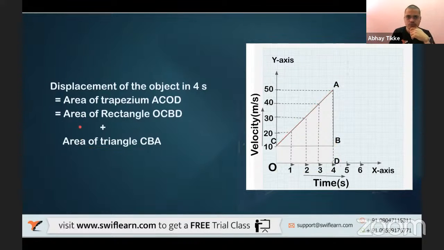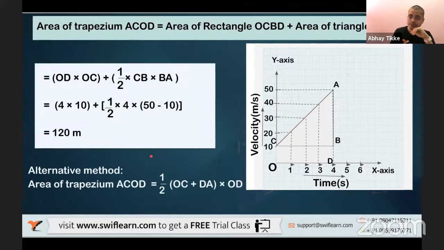So that comes out to be equal to the area of the rectangle plus the area of the triangle. Area of the rectangle is length into breadth. Area of the triangle is half into base into height, isn't it? So put the values. OD into OC. OD is 4, OC is 10. 4 into 10 plus half into CB into BA. CB is very clear. CB is how much? 4.